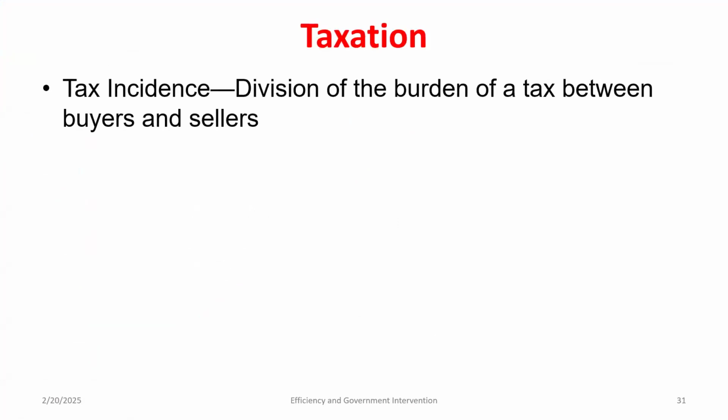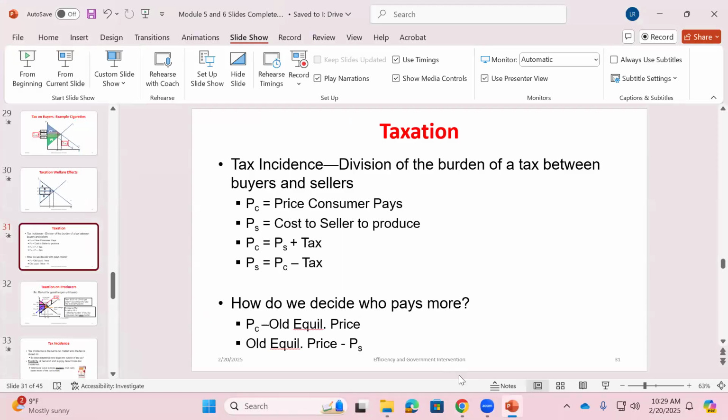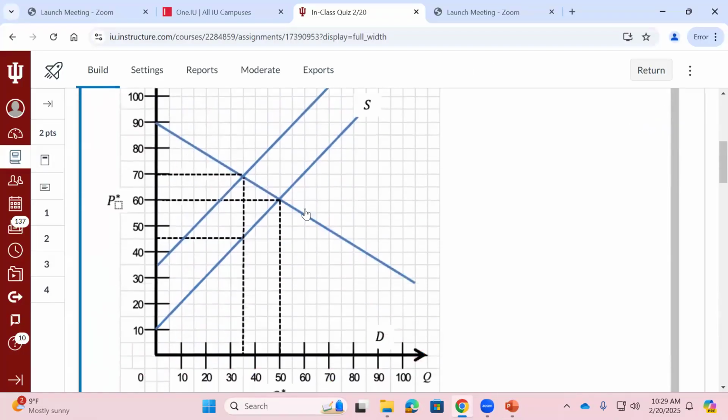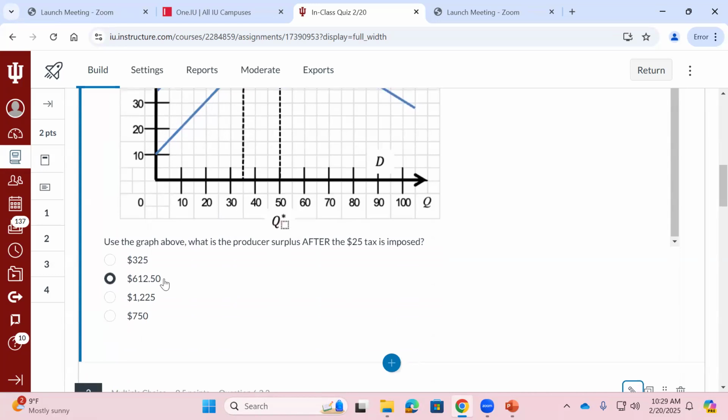So number 1. If I want producer surplus, we said after the tax, the new price that consumers pay will be 70. The price the seller gets to keep will be that minus the value of the tax, so only 35. So producer surplus was just this area below the price they get to keep, but above their supply curve. So the height of that triangle was 35, the base was 35, 35 times 35 times a half. Okay.